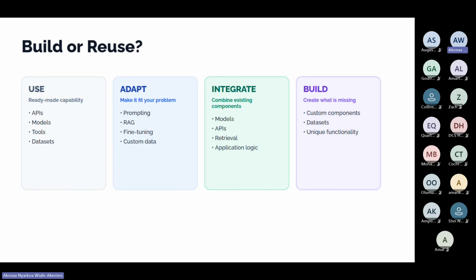Then the final option is building. Okay, so at this point, you've considered your solution, you know what you need, but you realize that what is available doesn't really meet your needs, right? So that's when you have to consider the last option, which is building. Okay, so you could develop custom components, a custom data set, or a particular unique functionality that does not exist. So if it doesn't exist, then you can build. Okay, but given the timelines we have, you should really think that through.